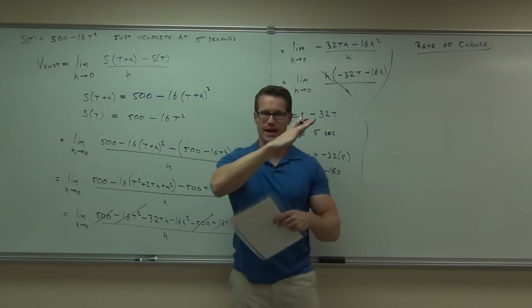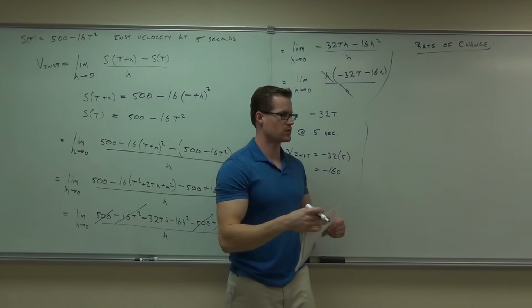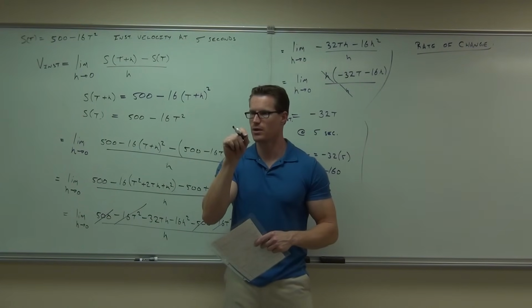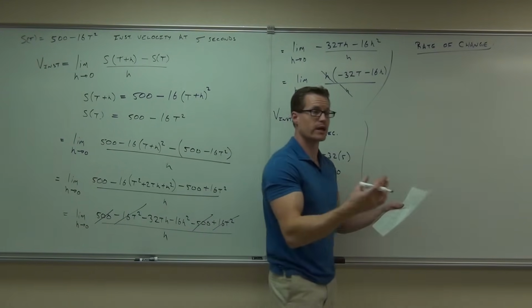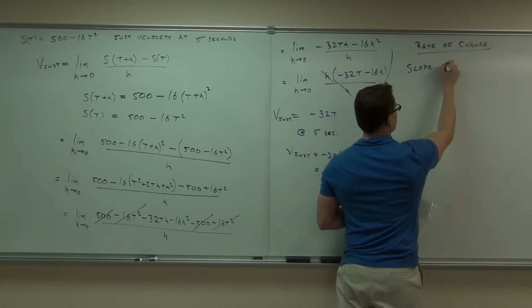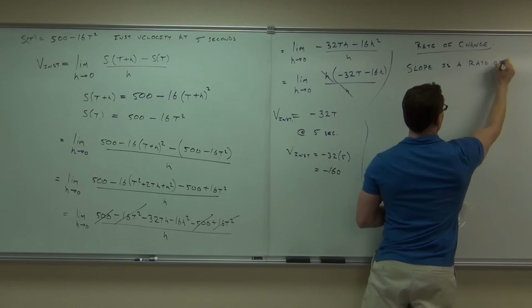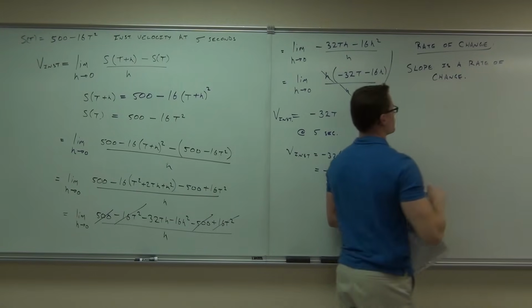The straight line in and of itself has a rate of change, and we call that rate of change slope. We say we're going up 2 and over 1, right? Or going up 1 and over 5, going down and all that stuff. That's a rate of change. So slope is a rate of change.